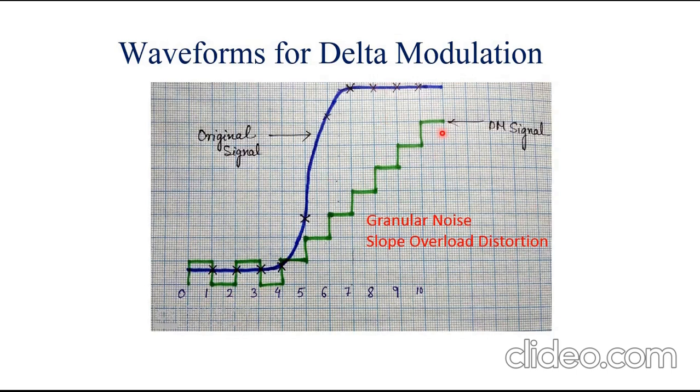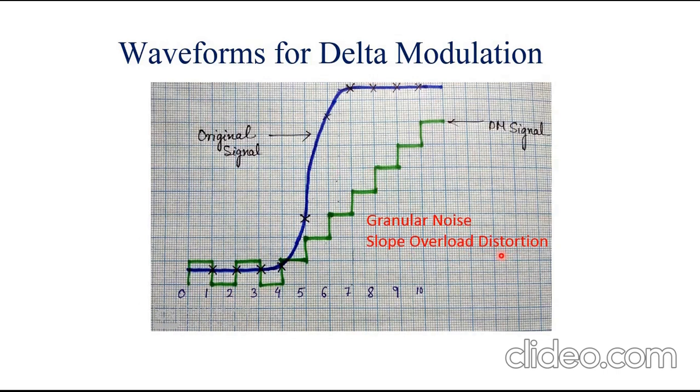We know the two issues are granular noise and slope overload distortion. Granular noise happens when the step size is too large, and slope overload distortion happens when the step size delta is too small. So in granular noise, we should decrease the step size, and in slope overload distortion, we should increase the step size. This is what we want to do in adaptive delta modulation.